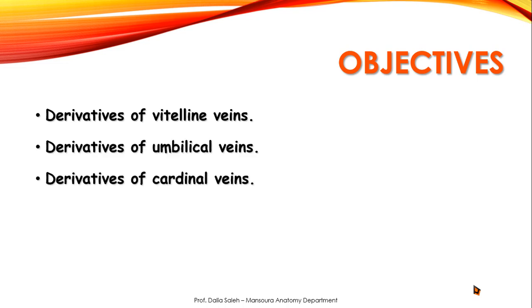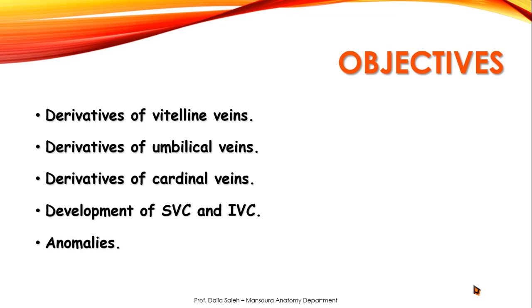For the objectives of my presentation today, I'm going to discuss the development and derivatives of each of the following: of the vitelline veins, of the umbilical veins, of the cardinal veins. We will talk about the development of both the superior and the inferior vena cava and their anomalies.